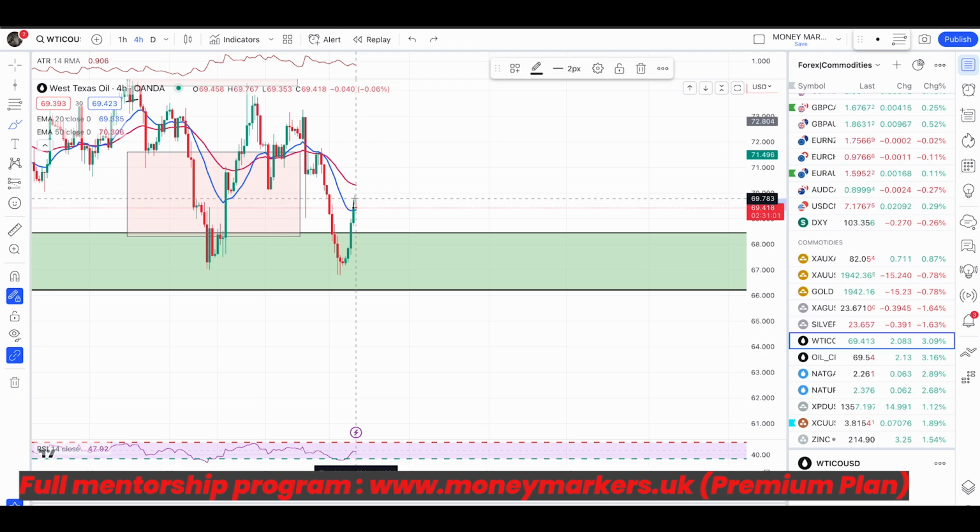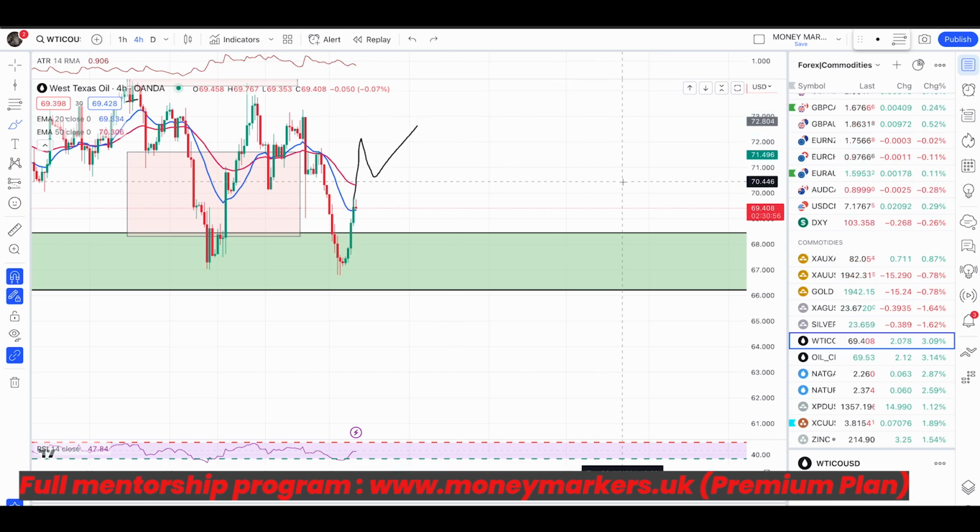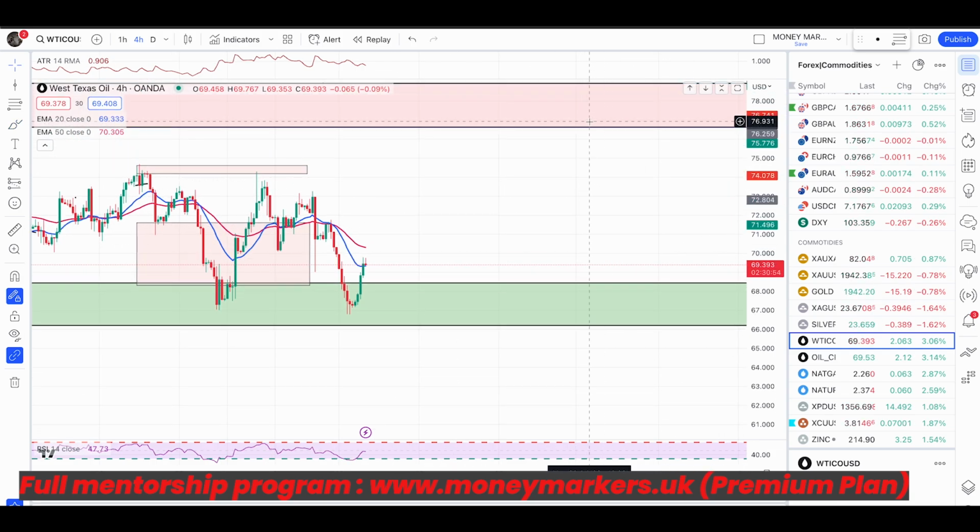For now it is bullish till 50 EMA. If it breaks above 50 EMA, it will continue to push up in a trend until it hits the zone above, right up there, which I mentioned in my last video.